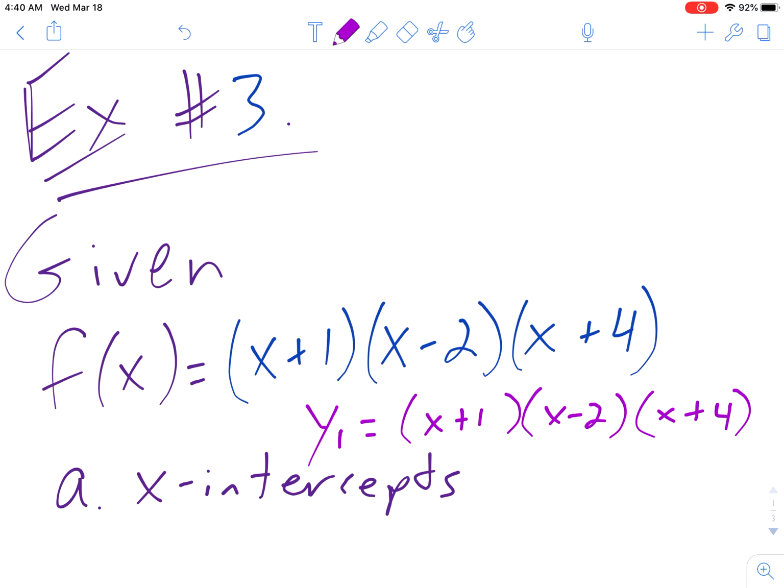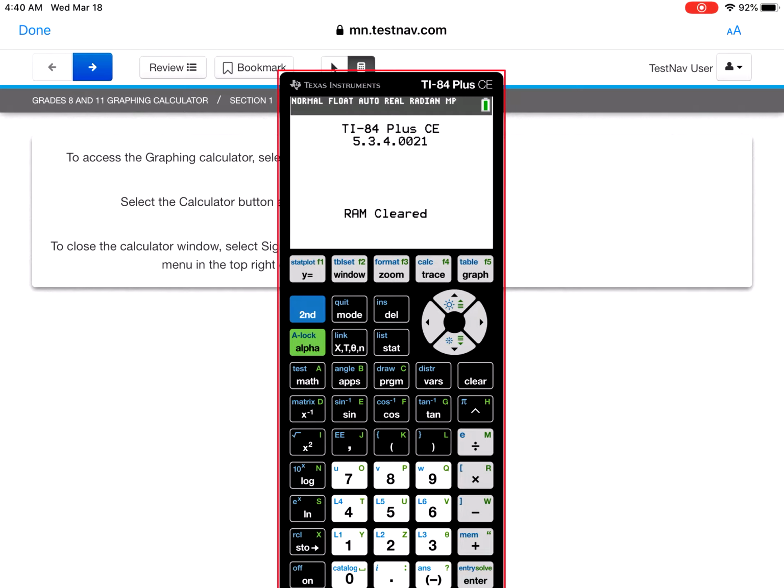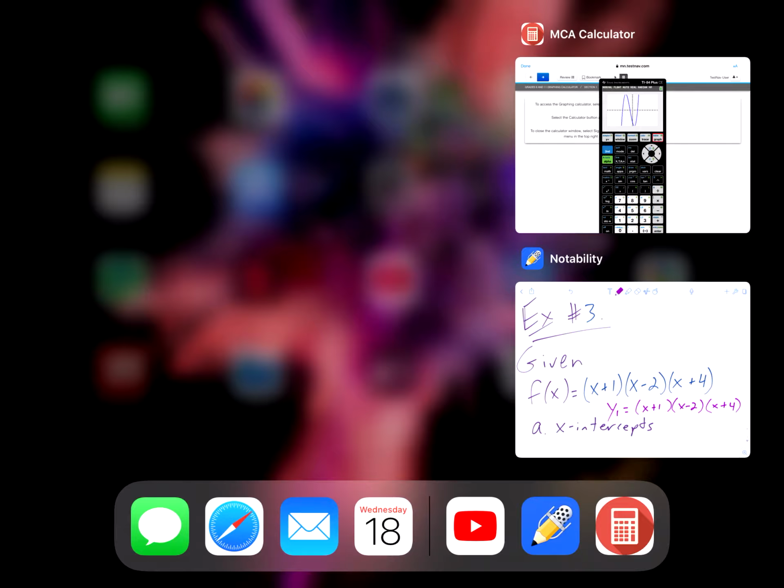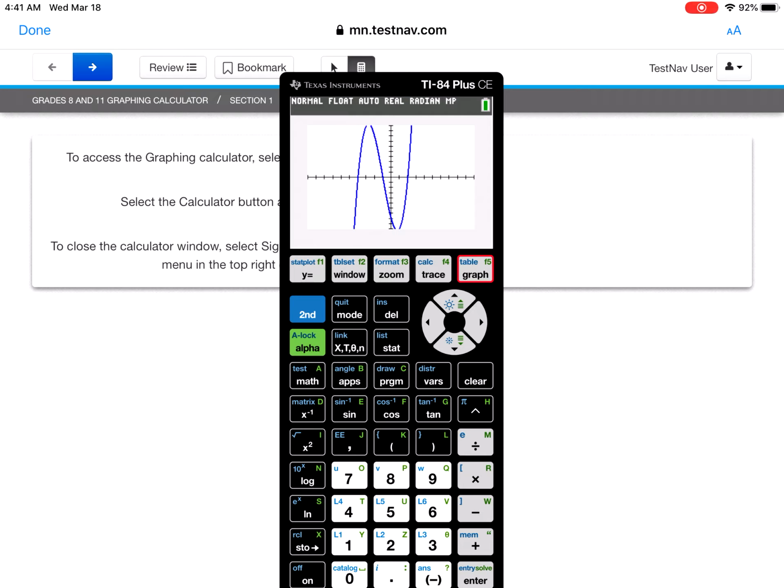Okay, so get back to my calculator here. Parenthesis x plus 1, x minus 2, and x plus 4. So we've got a graph that sort of looks like that.